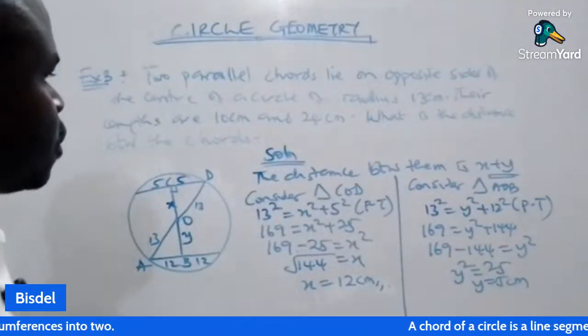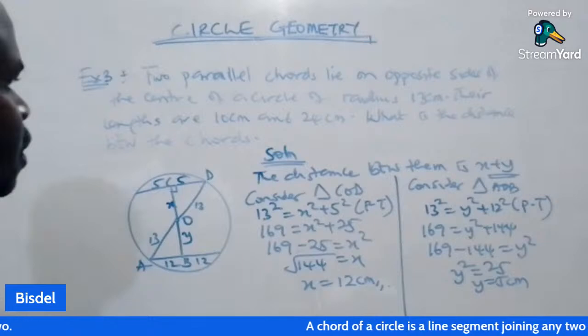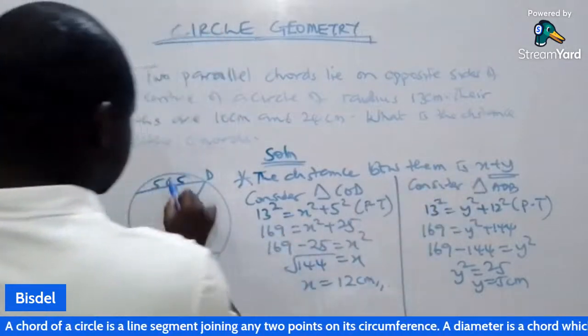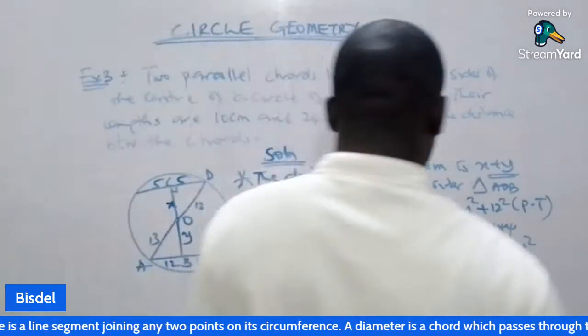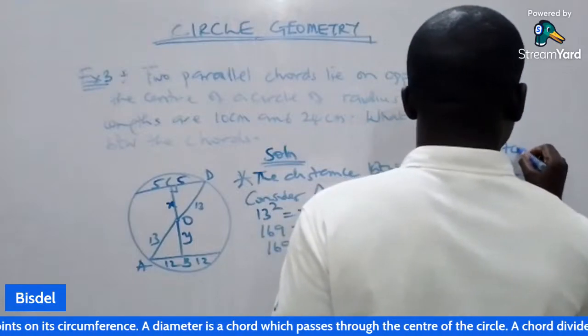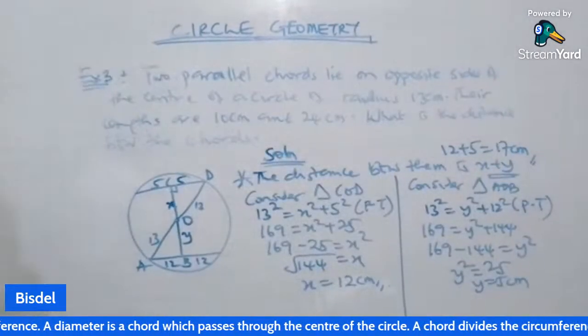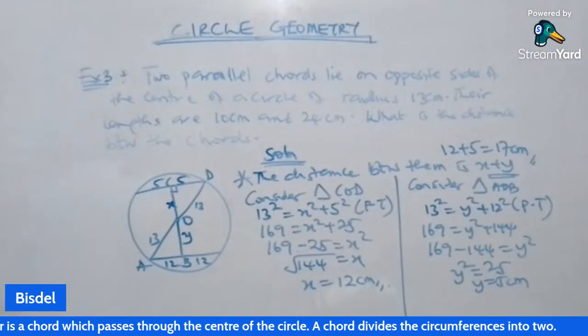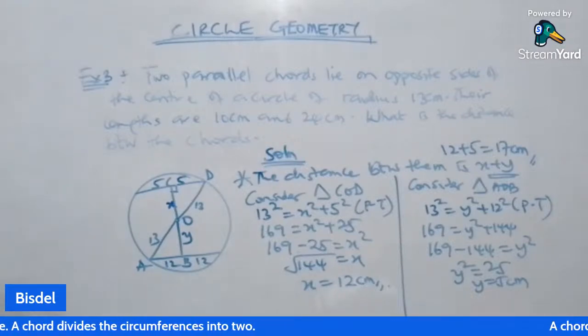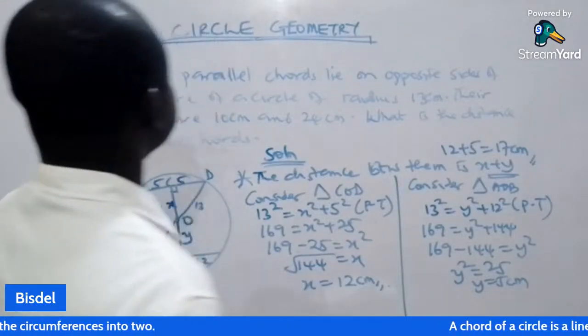So we now go back to the question. The question says, what is the distance between the chords? And of course, we have assumed the distance between the chords to be x plus y, as we have it in the diagram. So that will be 12 plus 5, and that will be 17 centimeters. So the distance between the two chords is 17 centimeters.